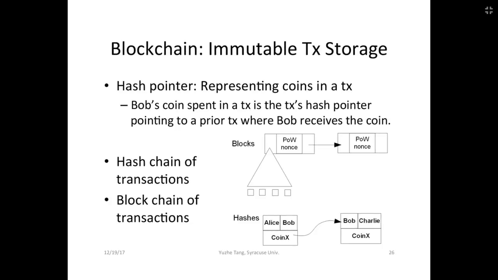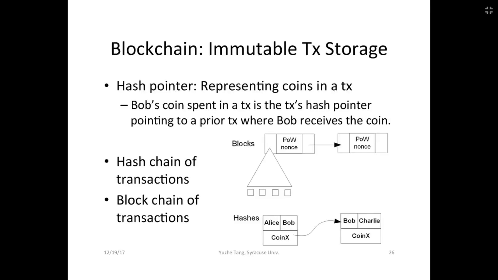So the coin in the transaction is represented by hash pointers. Very briefly, let's think about the transaction where Bob spent some coin. And this coin spent by Bob will be represented by a hash pointer that points to a prior transaction where Bob received the coin. So you can illustrate this idea in the diagram in the slides, right? In this slide, you can see there are two transactions represented by two boxes at the bottom of the figure. So the left box represents the current transaction where Bob will pay Alice with coin X, and this coin X will be a pointer that points to a prior transaction where Bob received coin X from Charlie.